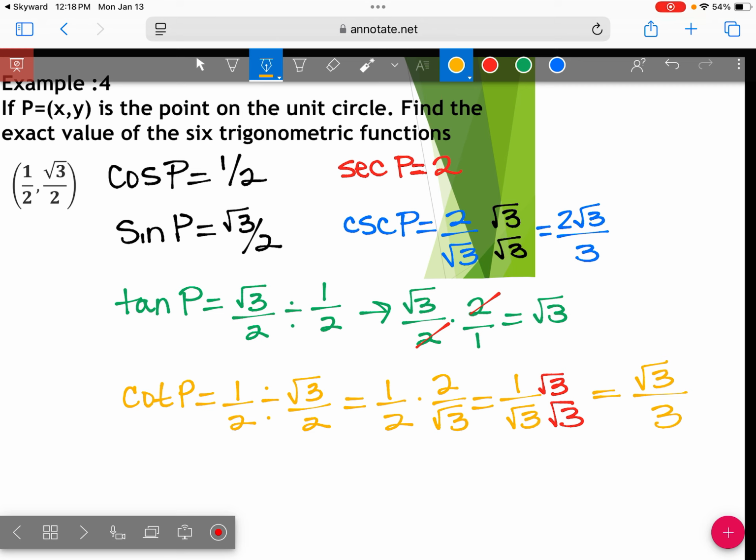Okay, so we're going to end there. So I'm going to give you a few minutes to look at your unit circle, and then we're going to do our first unit circle test.